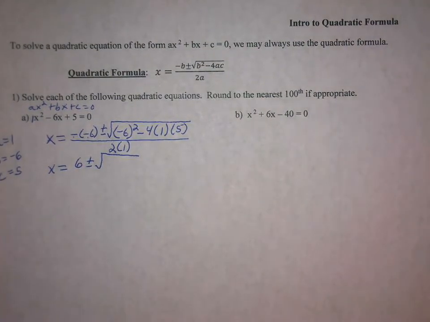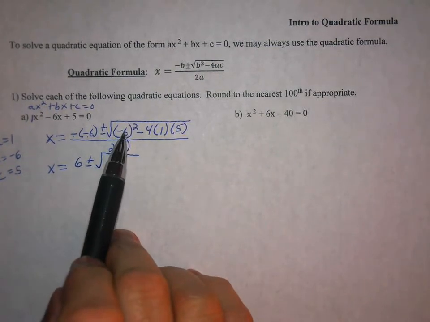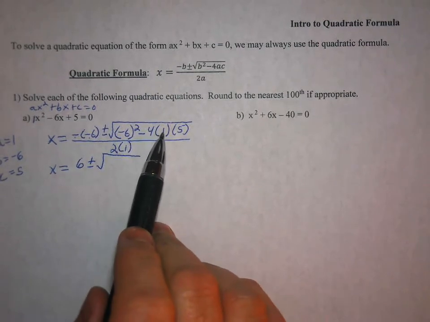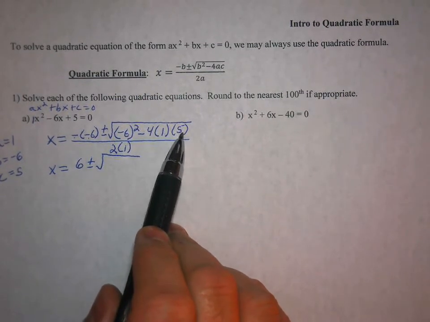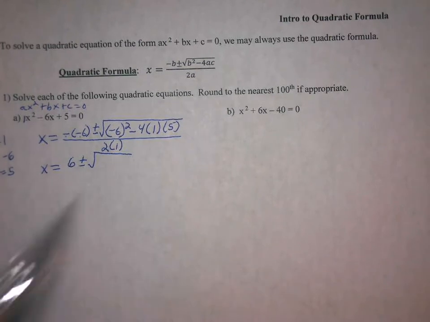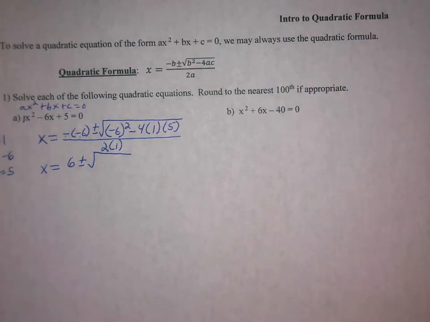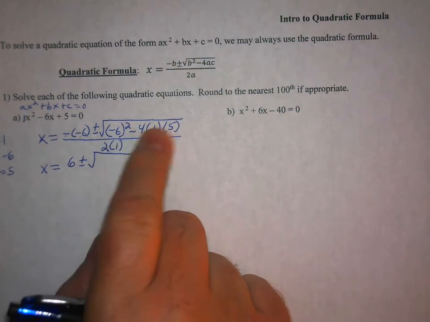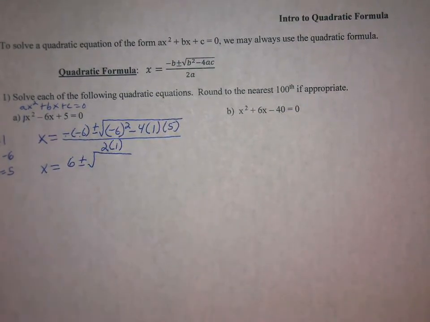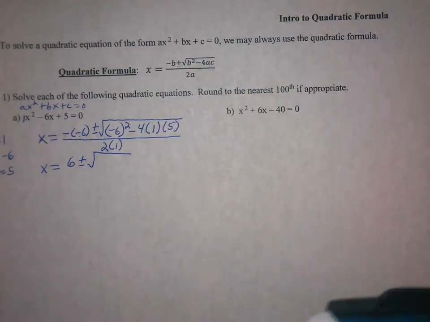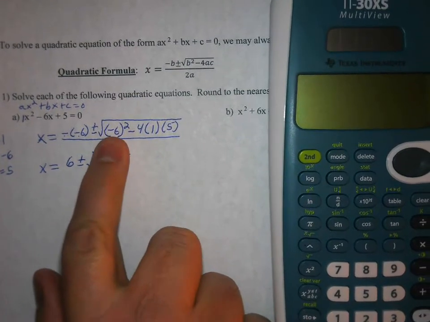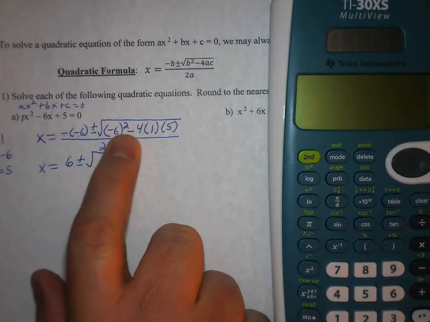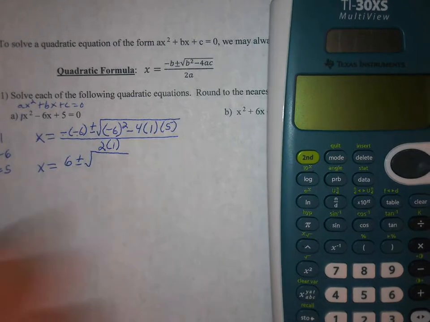Now, this is my preference. So me as your teacher, I do not care what negative 6 squared is. I don't care what 4 times 1 times 5 is. What I care about is what's inside the square root. So if you do negative 6 squared minus 4 times 1 times 5 all at once, you can just do it all at once in your head, or in your calculator. In your head, that's positive 36, and then minus 20 will give you a 16.